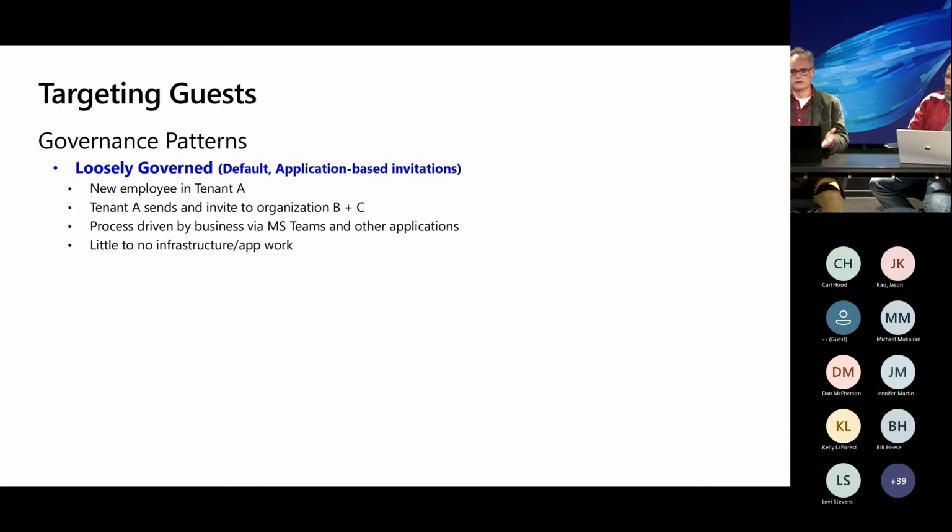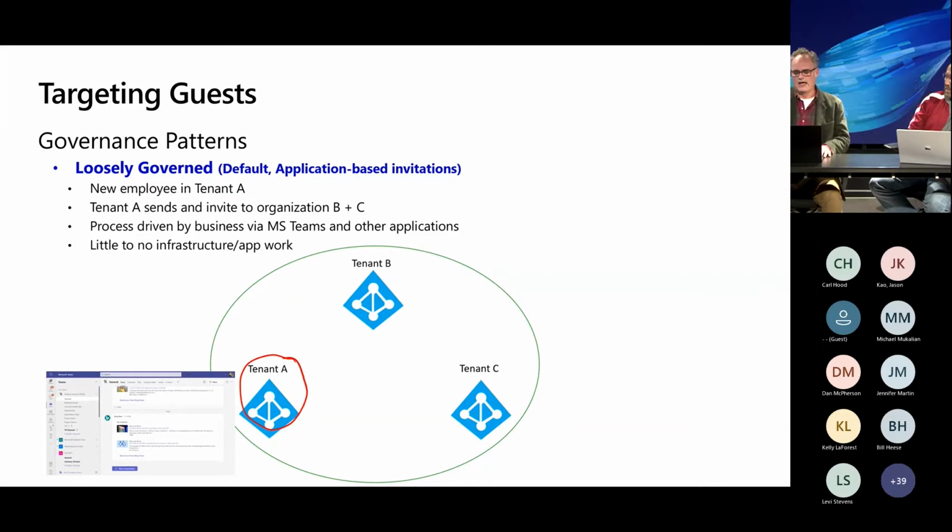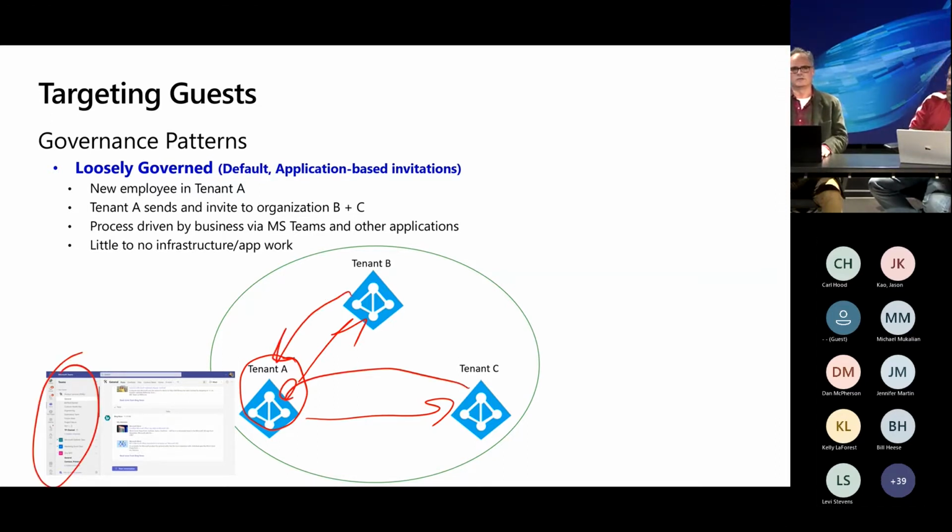Let's dig into loosely governed first, just to make sure that we know we're all on the same page. Again, I'll bring up a scenario where we have 3 tenants, and we'll say, in this case, we have a new employee in tenant A, and they've reached out to people in tenant B and C, and they want to be able to collaborate with them. So they'll go inside of Teams, they invite them in to the team that they created. That will bring them back into this tenant, and they'll be able to collaborate here on the nice little mini Teams picture that we have. So really simple, no infrastructure, that's the default. And you can start layering lots of different governance around that as we go through.